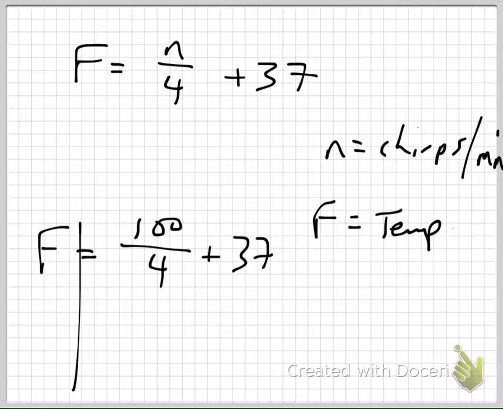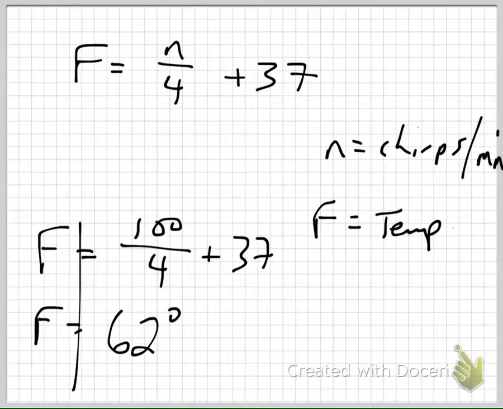Is the variable happy? Yes, he is happy, but we don't have an answer yet. We need to simplify this over here. What is 100 divided by 4? 25. 25 plus 37? 62. So Fahrenheit equals 62 degrees.